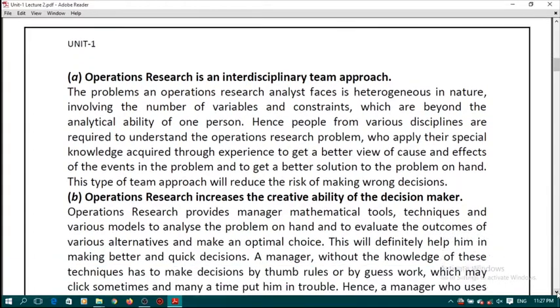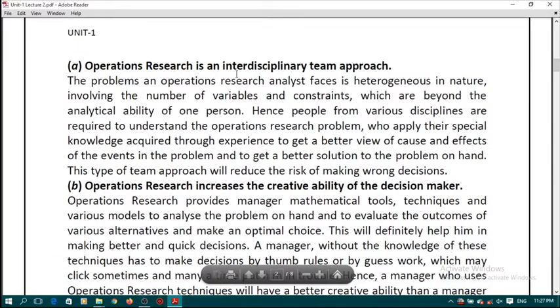So first one is, operation research is an interdisciplinary team approach. The problems an operation research analyst faces are heterogeneous in nature, involving a number of variables and constraints which are beyond the analytical ability of one person. Hence, people from various disciplines are required to understand the operation research problem, who apply their special knowledge acquired through experience to get a better view of cause and effect of the events in the problem, and to get a better solution to the problem on hand. This type of team approach will reduce the risk of making wrong decisions.